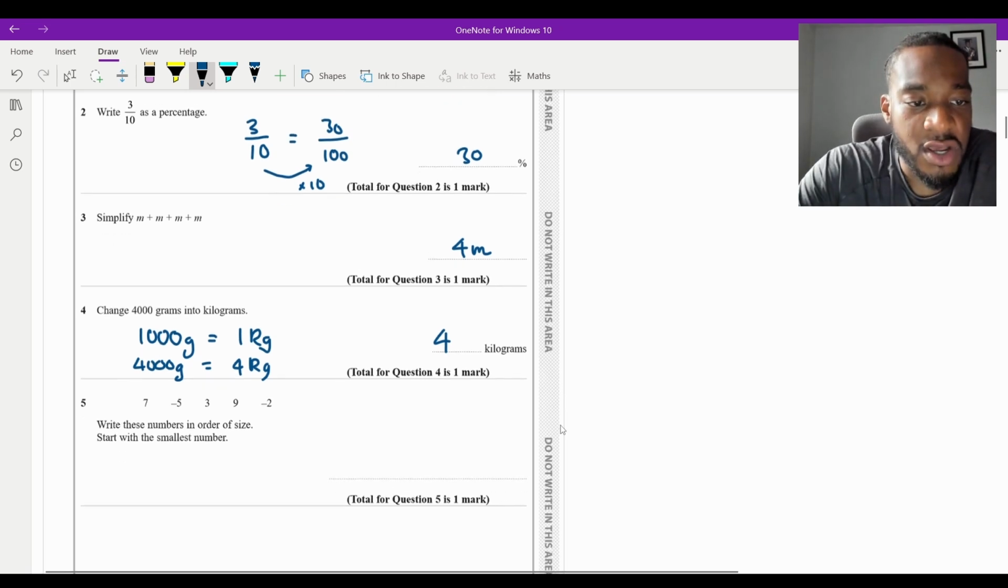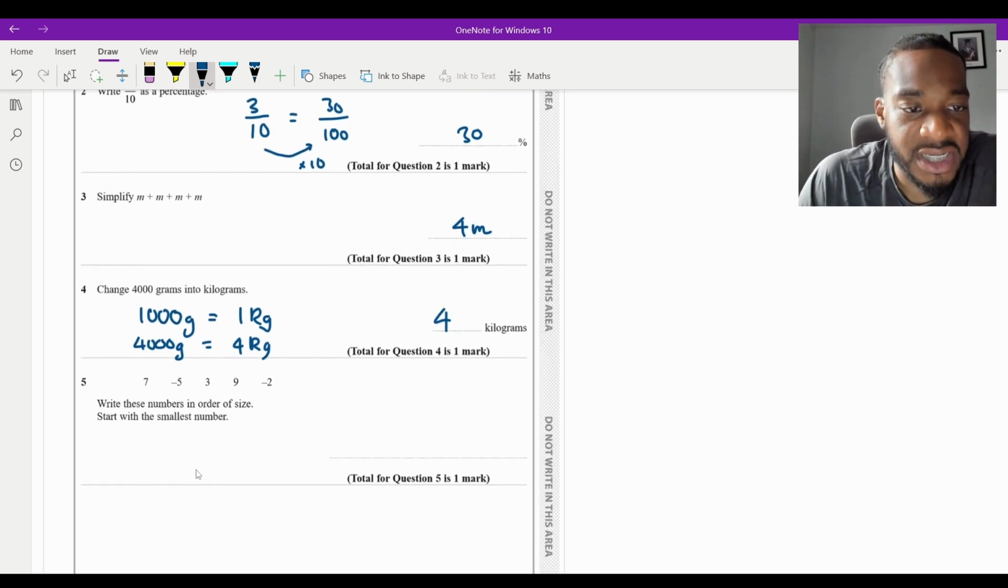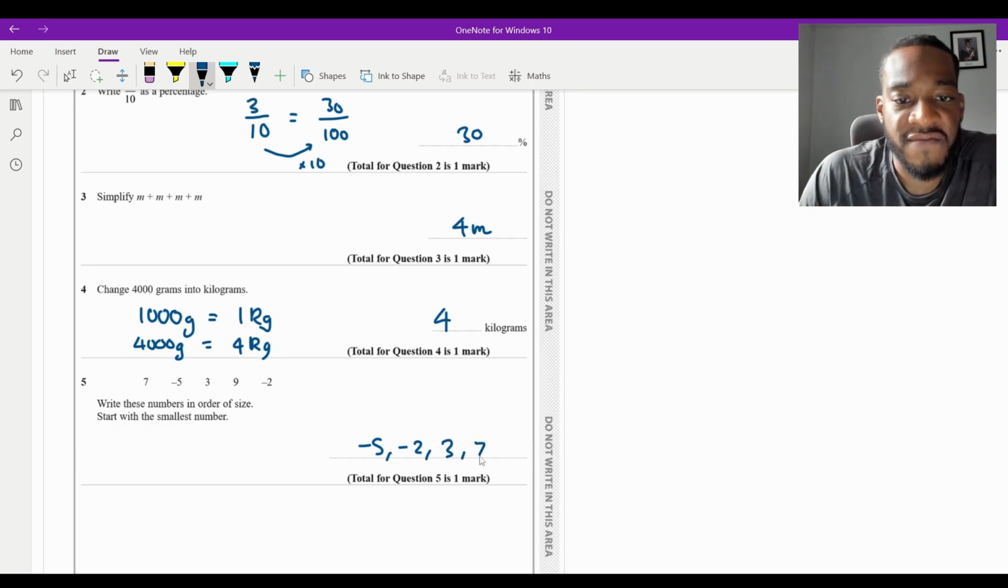And then question five says, write these numbers in order of size. Start with the smallest number. So the smallest number is going to be negative 5 first. And then the next number, negative 2. And now we're dealing with positive integers, so it's going to be easy now. 3, 7, and 9. And that's it.